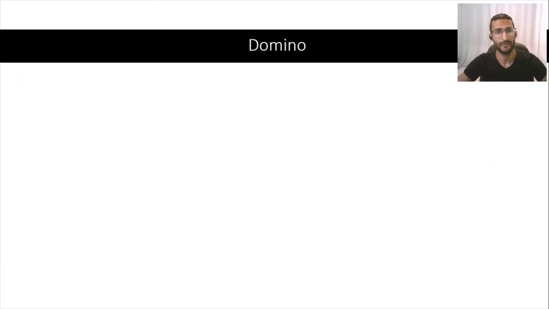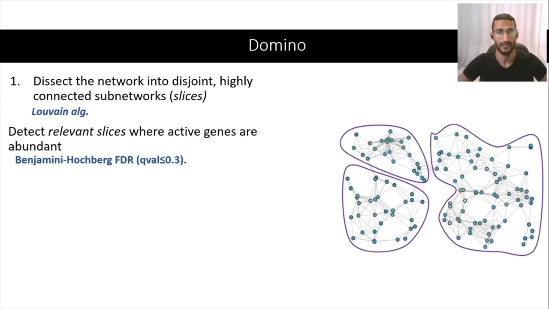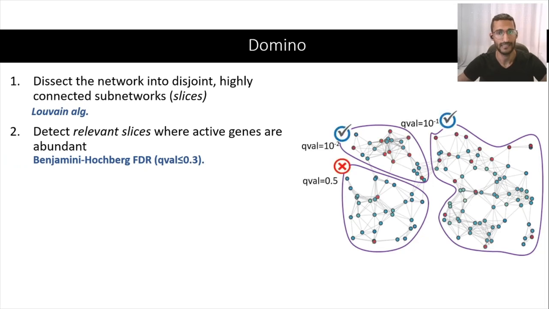So let's briefly review the steps of Domino. It starts by dissecting the entire network into disjoint, highly connected subnetworks or slices using the Louvain algorithm. Then it detects which of these are relevant slices, that is, having a high proportion of active genes in them. Here we test for enrichment of active genes and correct for multiple testing with the Benjamini-Hochberg false discovery rate. As it is an exploratory step, we use a lenient threshold of 0.3.